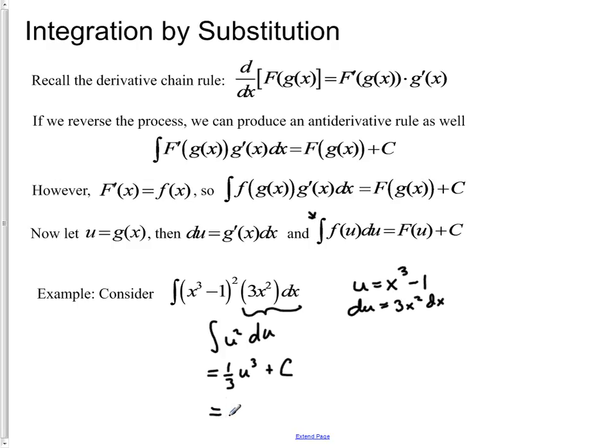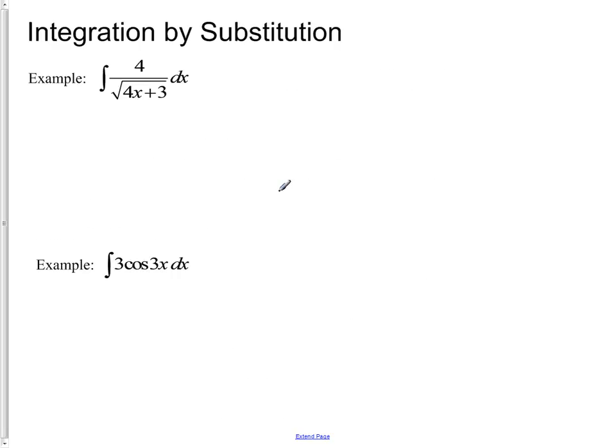So if we rewrite this one more time, this means that we actually have an antiderivative of 1/3 the quantity x cubed minus 1 to the third power plus c. And we could readily verify that if we were to take the derivative of this function, capital F of x, that would indeed be the antiderivative of this original function. Well, let's try this a couple more times. These are a couple other examples that we could certainly apply to this situation.